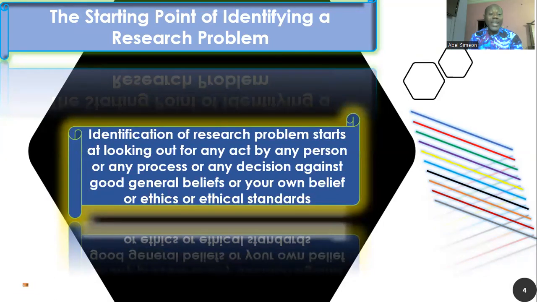Now, a research problem begins at a point when you start seeing an act by any person or any process or any decision against good general ethics or belief or your own belief or an ethical standard. There are three ways of identifying research problems. Three. This is one. Once you see anything that is deviant from what is standardized, what is normal, what is acceptable, start asking, why is this one different from what we know? Then you know that a research problem has already occurred.